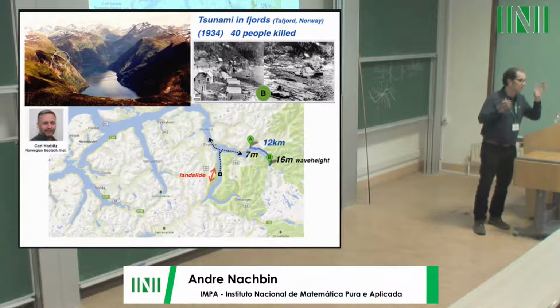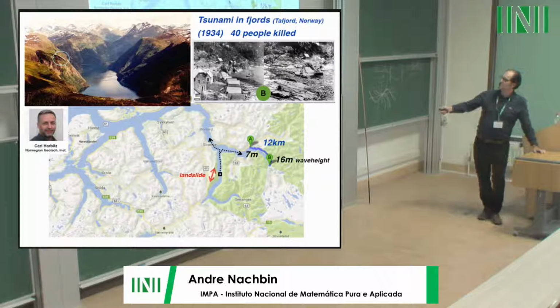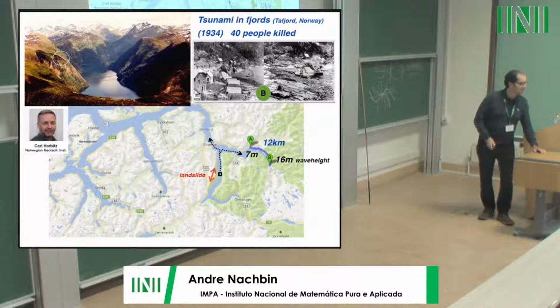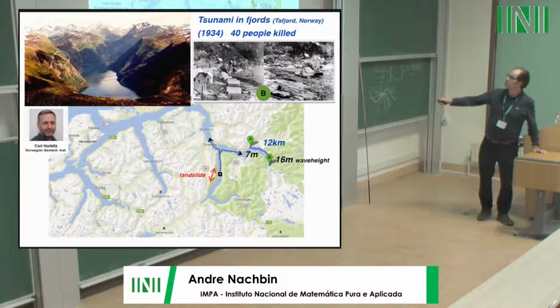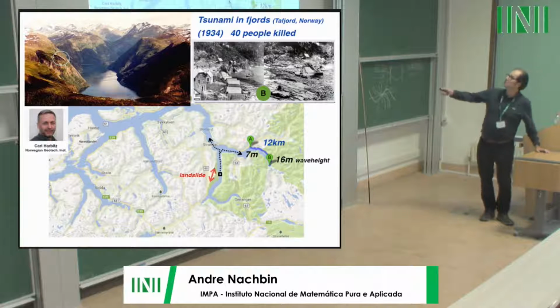But even if it's a wave or not a wave, look at this. So this landslide was here. It went through the system. Part came here, part came over here. And then here at city A, it was 7 meters high. And because it narrows down, at Tyfjord, 12 kilometers later, it was 16 meters high. And look at this disaster.